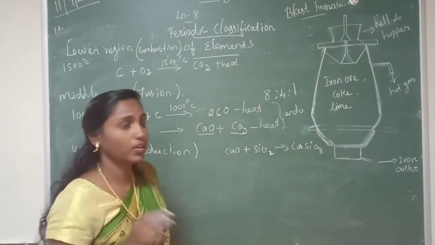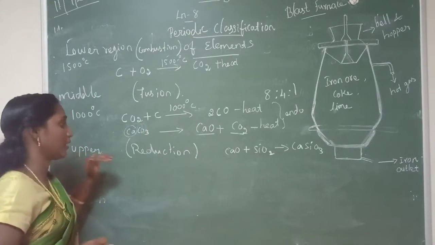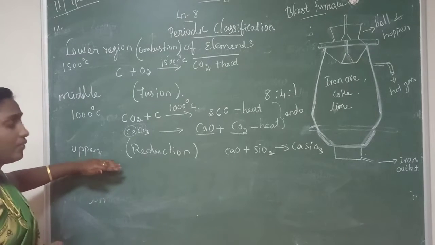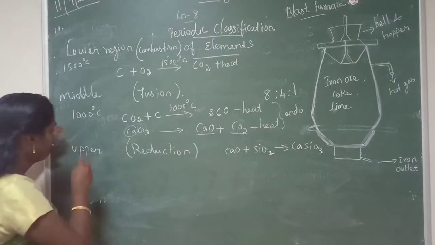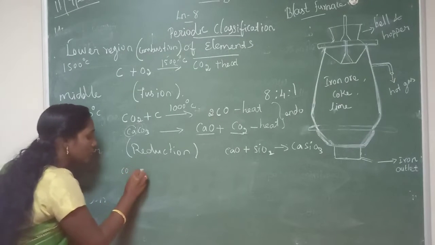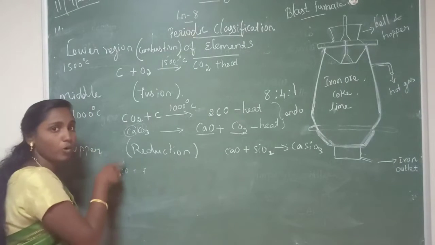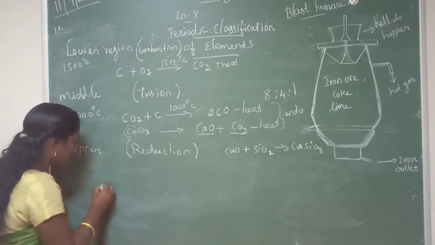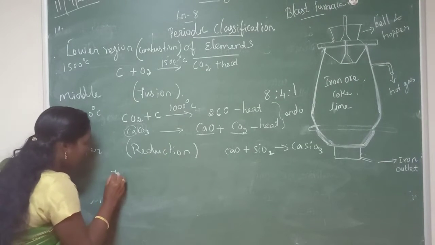It is a slag. Okay. Then the last one, upper region, the reduction zone. In this reduction zone, carbon monoxide will reduce the iron oxide to form iron metal. We can see the reactions.